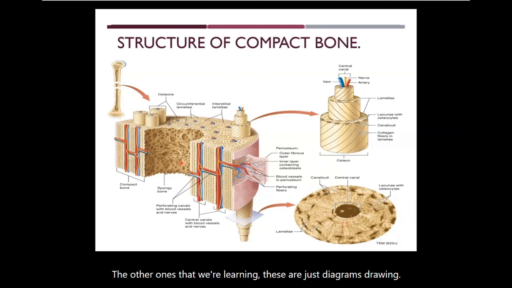The other ones that we're learning, these are just diagrams, drawings, but really the bone looks like this, okay? And then this is an osteon. This middle part is the central canal, like this central canal that we're seeing here. And then these circles that we see around it, these are the lamella. We have circumferential and interstitial lamella.